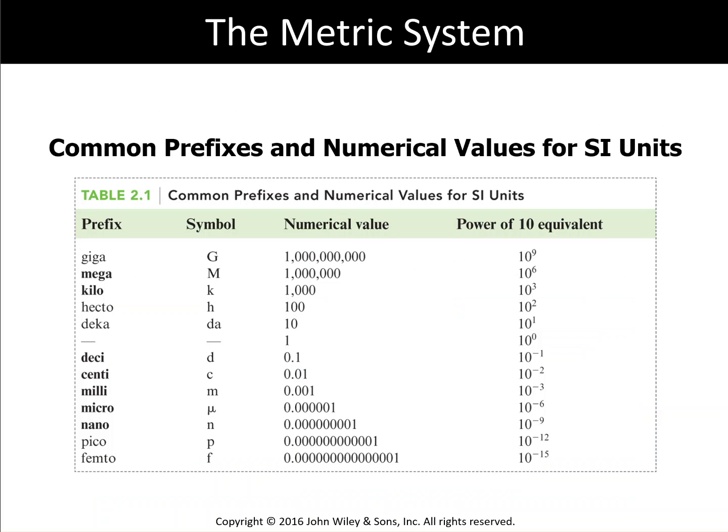You will also see that we use lots of prefixes in the metric system for quantities that are either too big or too small. The prefixes that you see on this table, I need you to memorize them. What you memorize is the prefix name, the symbol, and the numerical value. What is going to be more helpful would be the power of 10 equivalent for these numerical values.